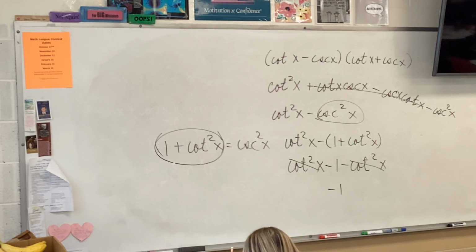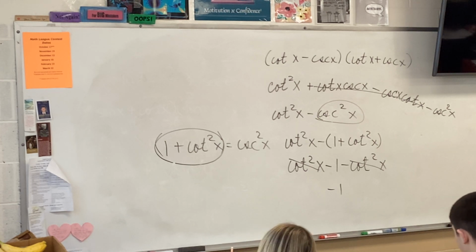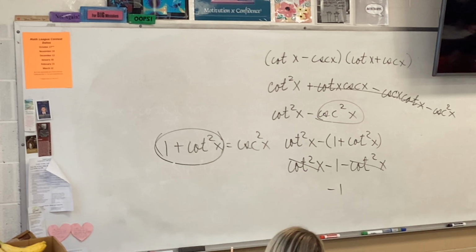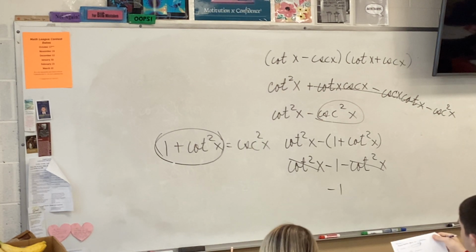Secant is 1 over cosine. And sine squared plus cosine squared equals 1. All right, they used to have to memorize all this. You guys have such a list. Okay, number 1.